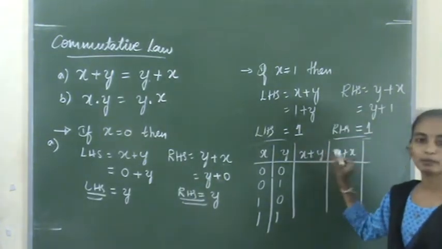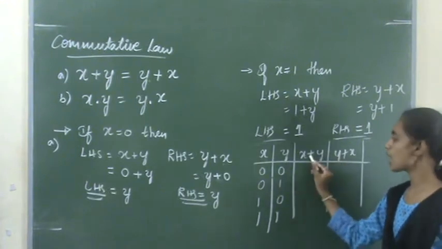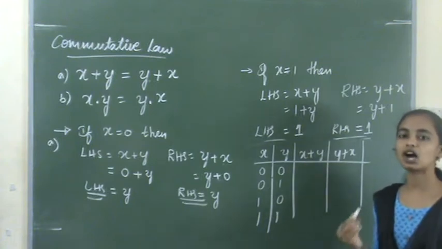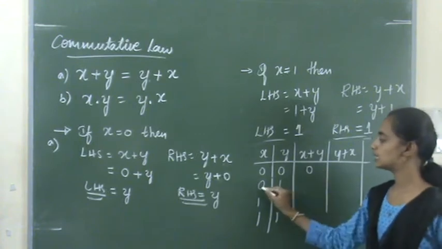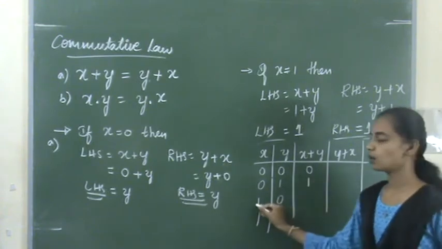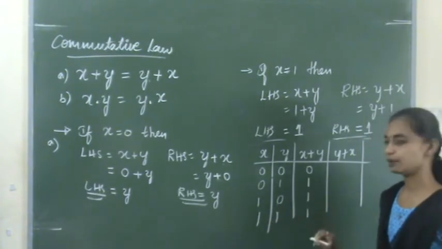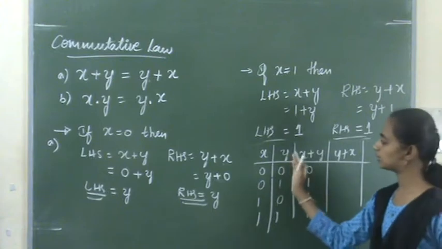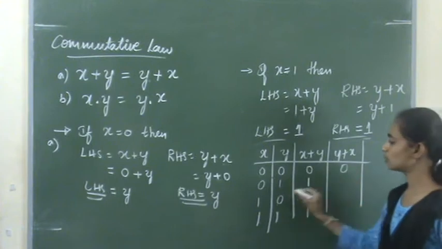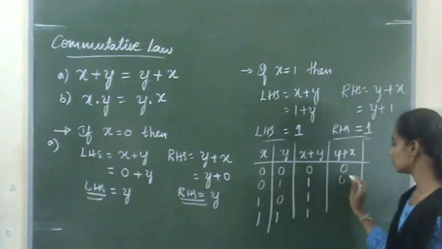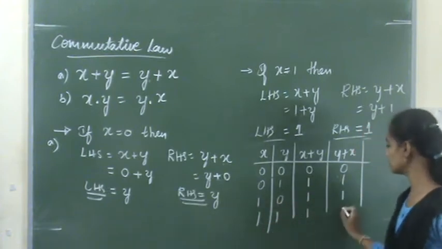Now we perform the OR operation, which means logical addition. What is 0 plus 0? We get 0. 0 plus 1 is 1. 1 plus 0 is 1. 1 plus 1 is also 1. Likewise, if we perform it in the reverse way, 0 plus 0 gives 0, 1 plus 0 is also 1, 0 plus 1 is 1, and 1 plus 1 is 1.